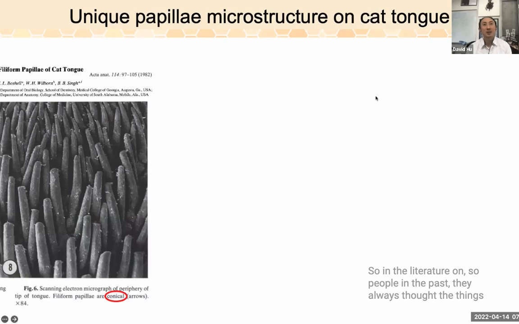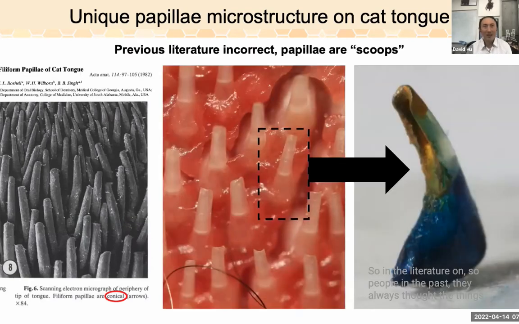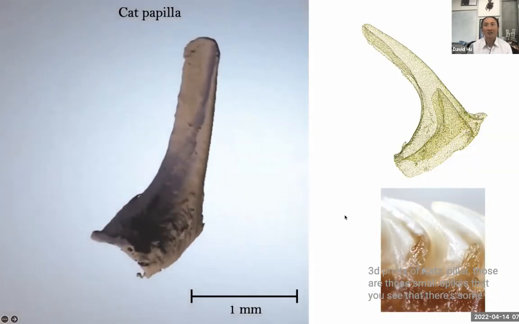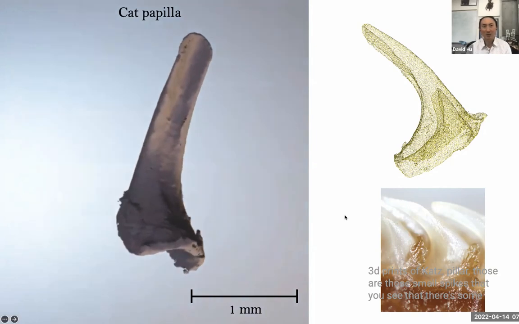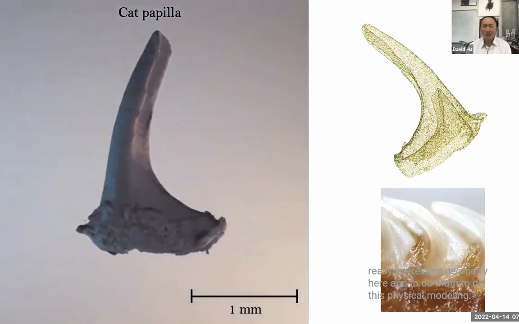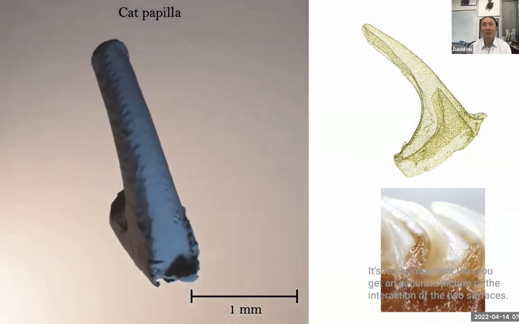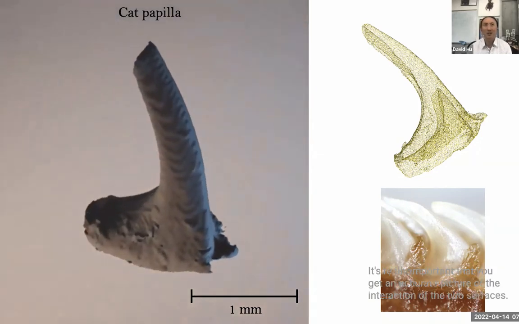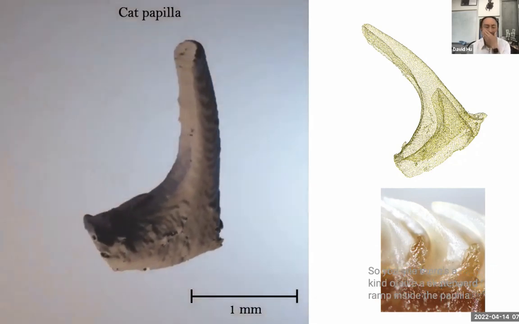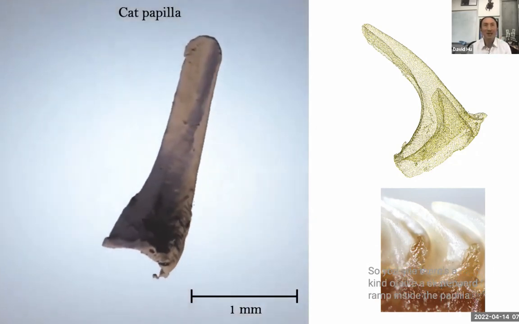In the literature, people in the past always thought the things on cat tongues were just spikes, cones. With the advent of 3D scanning and 3D printing, you can actually go much further. What looked like simple spikes on SEM, as I'll show you with this 3D scan and 3D print of a cat's papilla, those small spikes that you see, has some really interesting geometry. To do this physical modeling, it's really important that you get an accurate picture of the interaction of the two surfaces. So you see there's a kind of skateboard ramp inside the papilla.